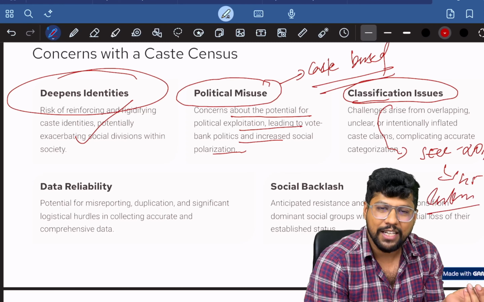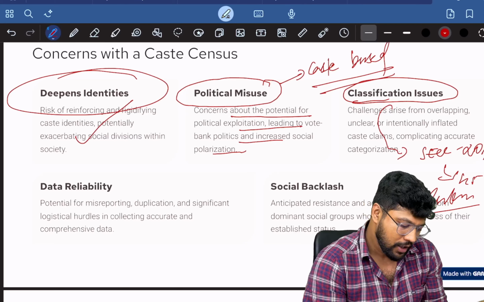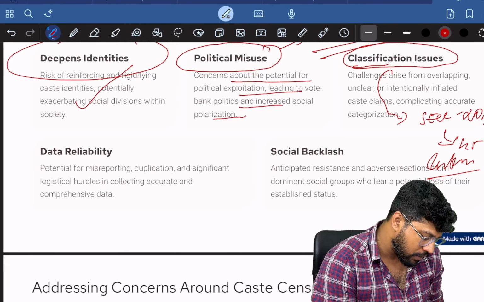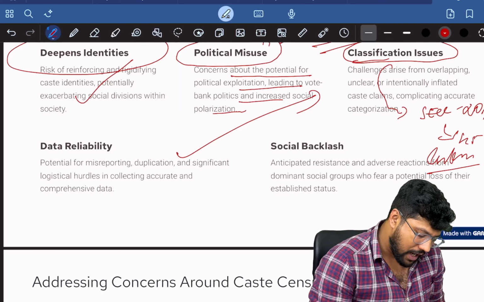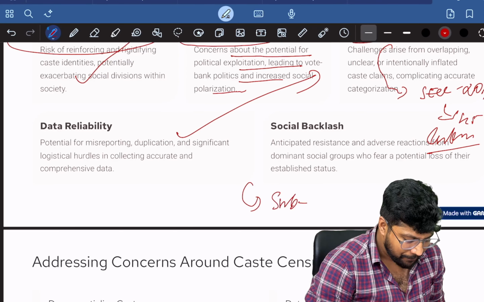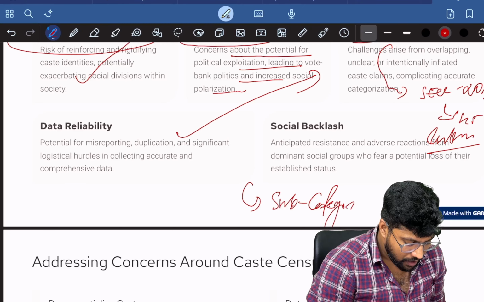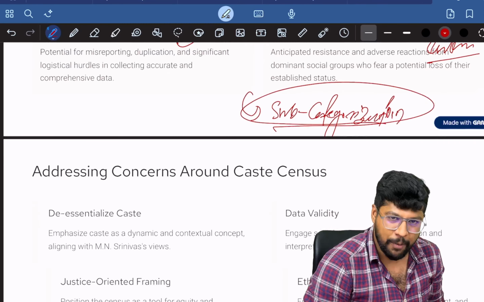So 45 lakh different types of caste are present in India, which means that people identify with whatever caste they want. So this will again lead to a problem of classification, and a data reliability issue is also there. And once the caste is identified, that will lead to more demand for subcategorization, because people want affirmative action from the government. So there will be more demand for subcategorization.